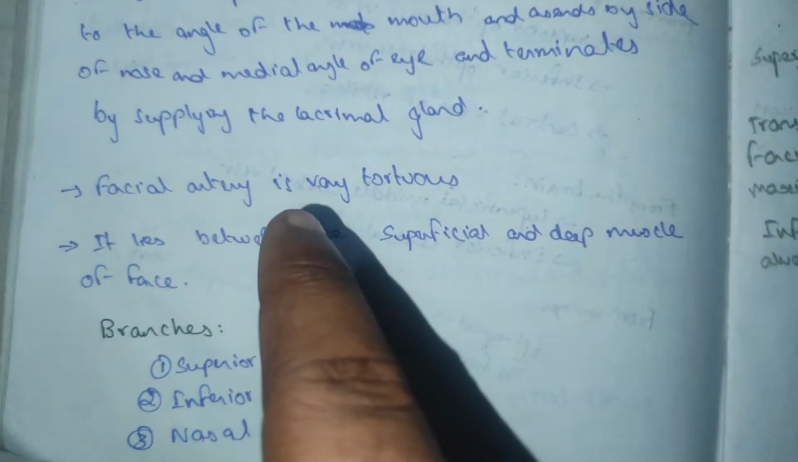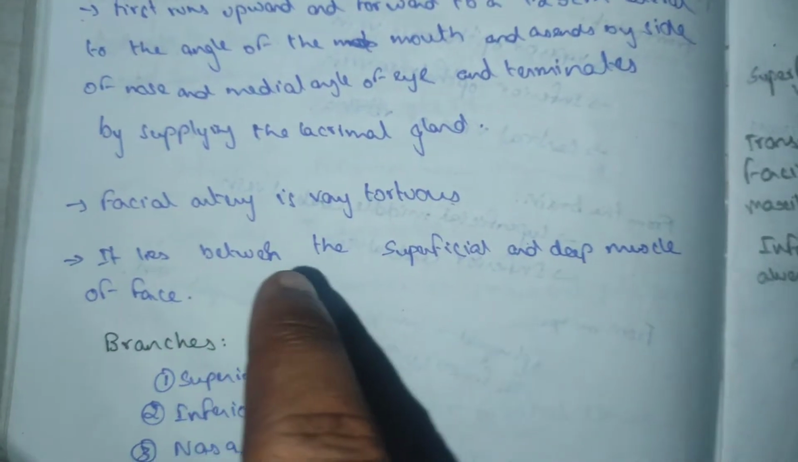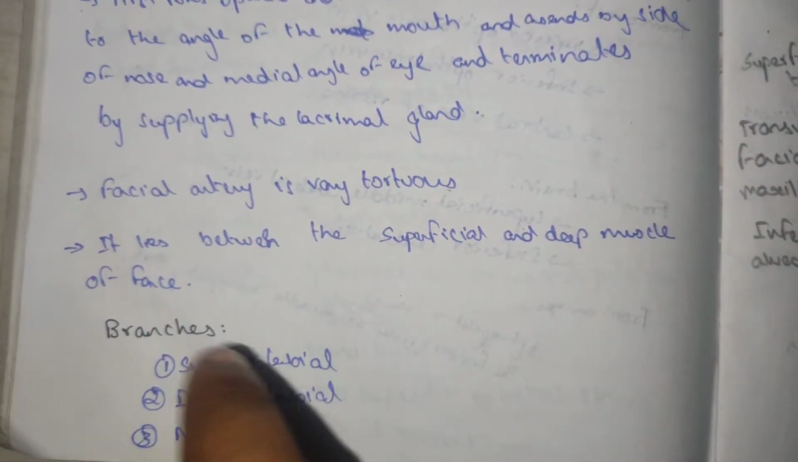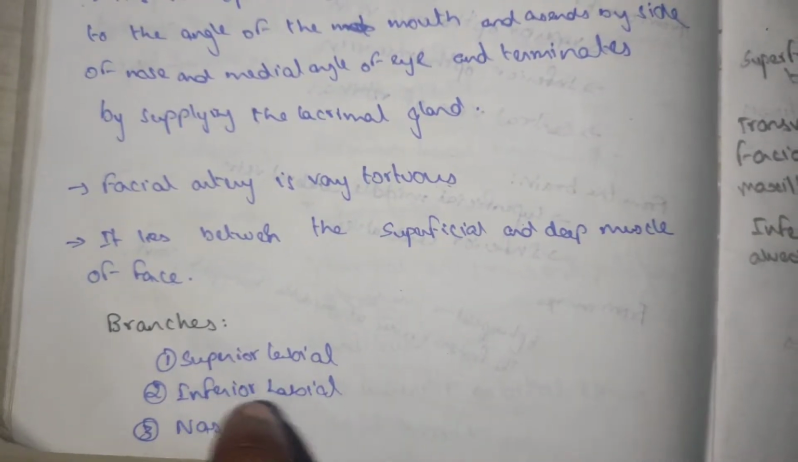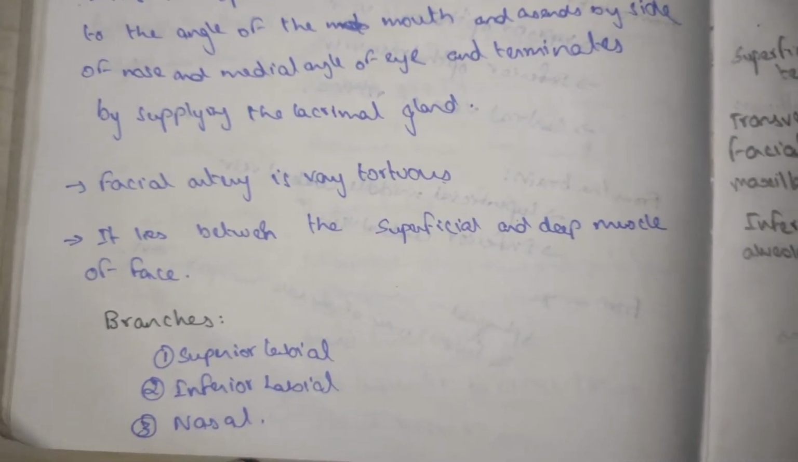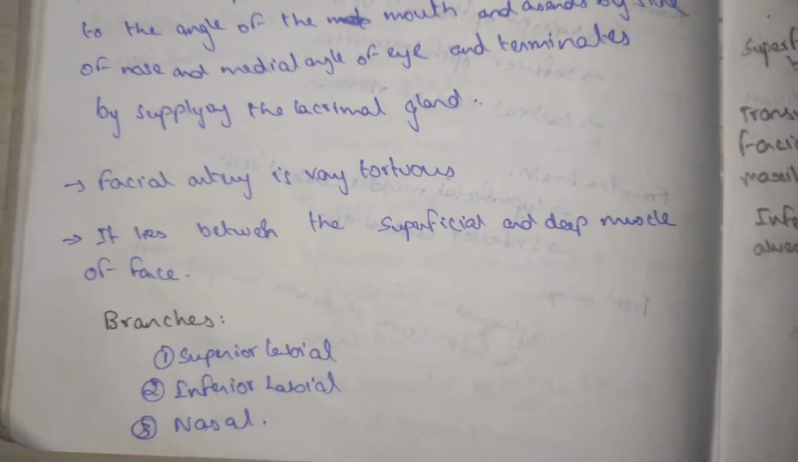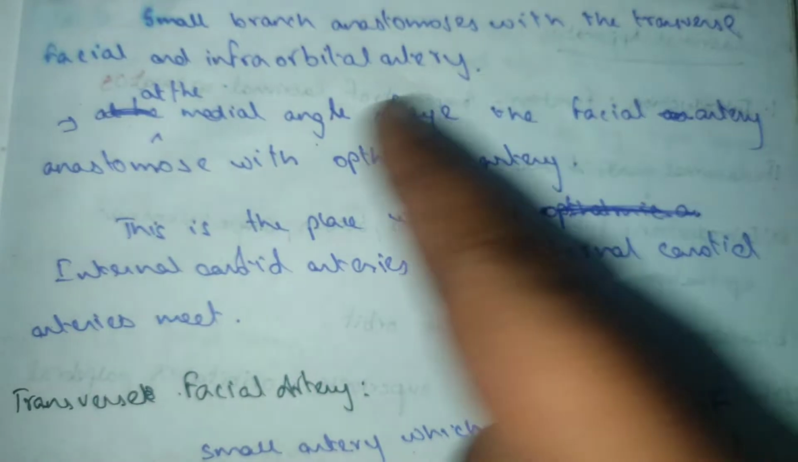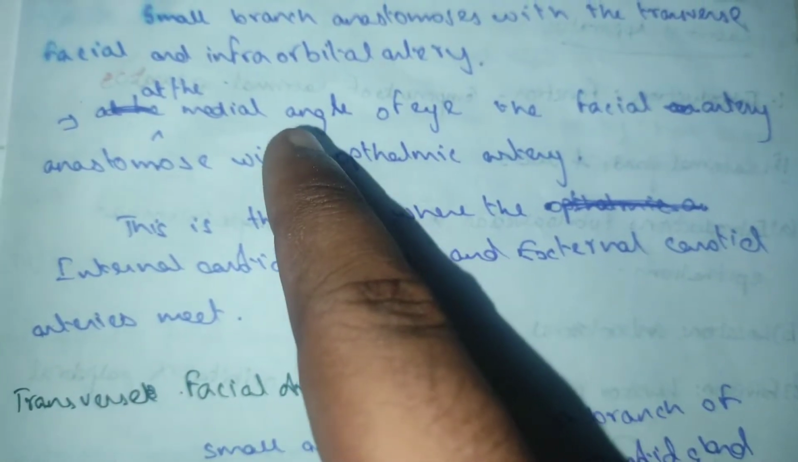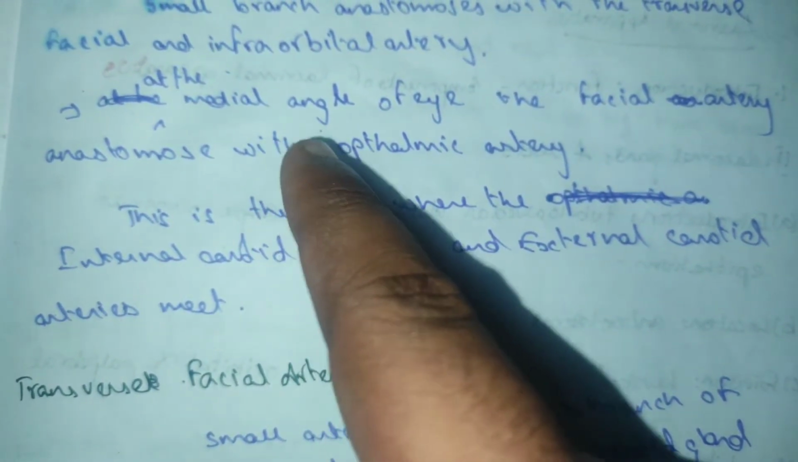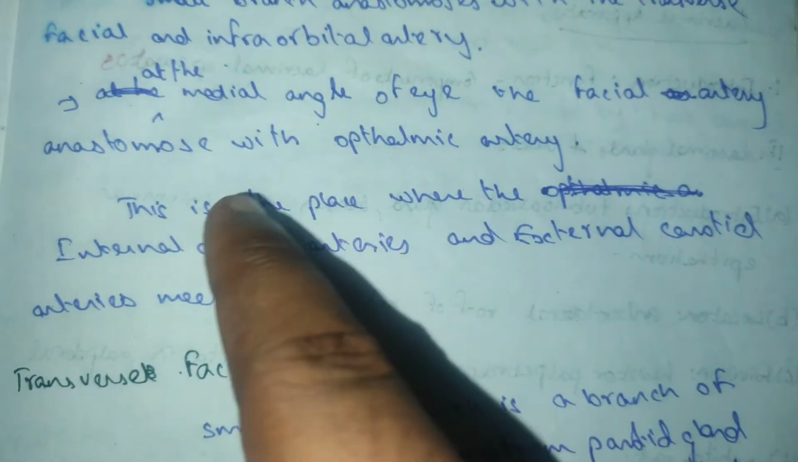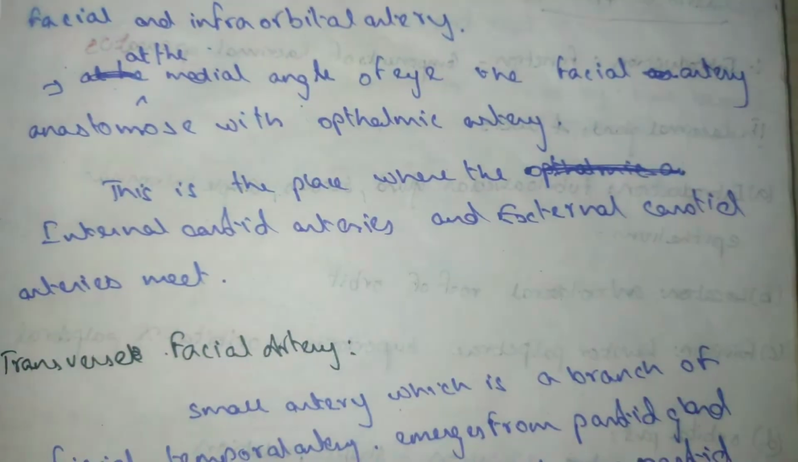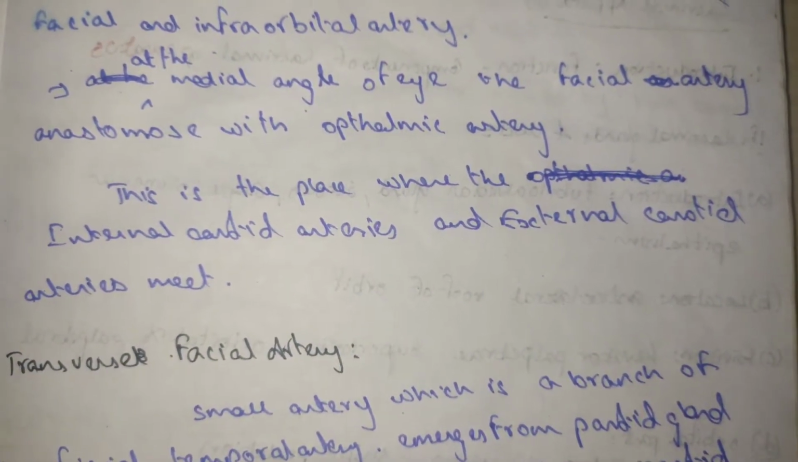The facial artery is very tortuous and it lies between superficial and deep muscle of the face. The branches of the facial artery are superior labial, inferior labial and nasal. These are the branches of the facial artery. Small branches anastomose with the transverse facial artery and infraorbital artery, and at the medial angle of the eye, the facial artery anastomoses with the ophthalmic artery.